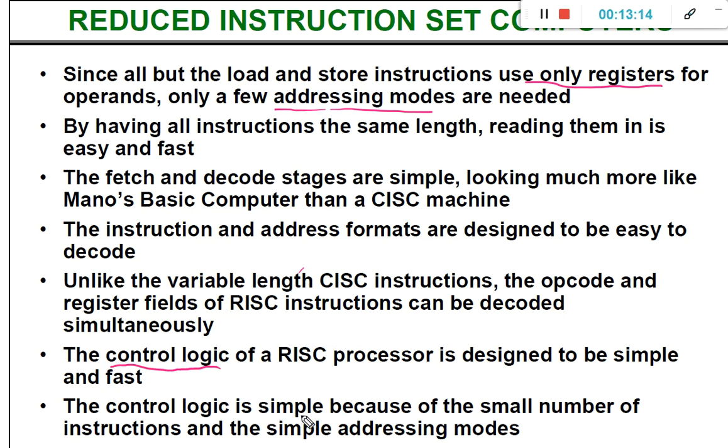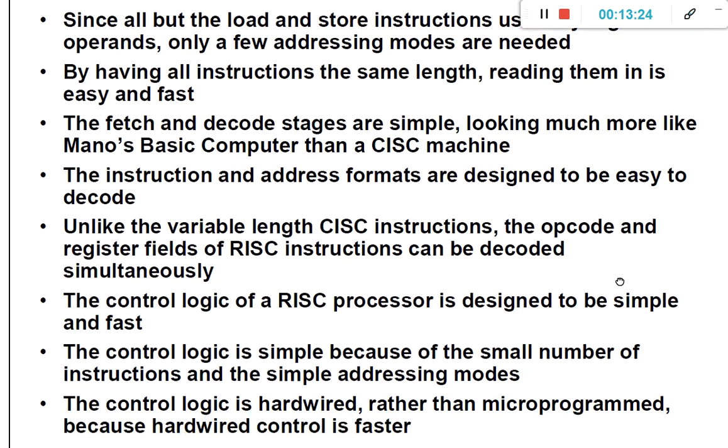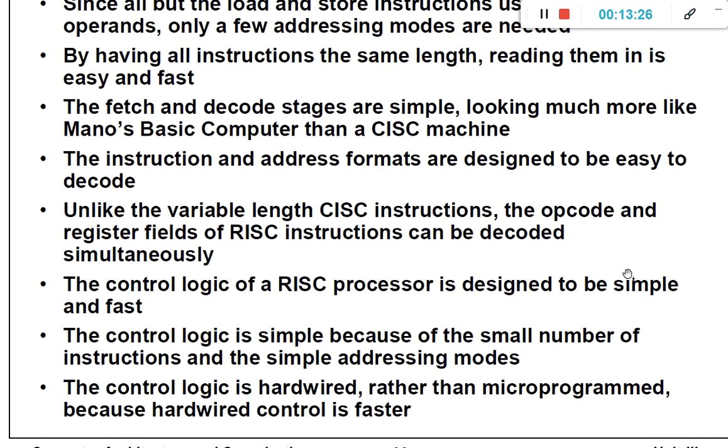The control logic of the RISC processor is designed to be simple and fast. The control logic is simple because of the small number of instructions and simple addressing modes. The number of instructions will be very small, as will the addressing modes. And the control logic is hardwired, as we discussed. Hardwired control is faster compared to micro-programmed control. So in RISC computers we use hardwired control, while in CISC computers we use micro-programmed control. Hardwired control is definitely faster.